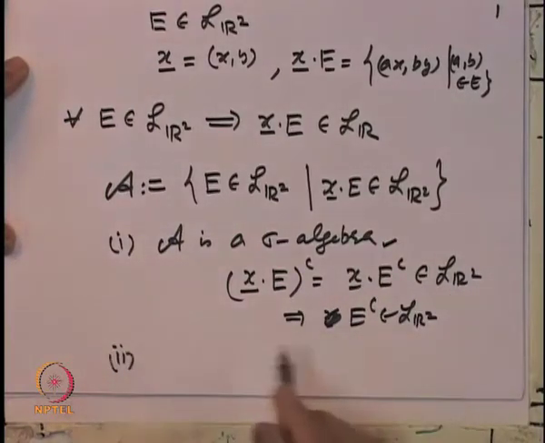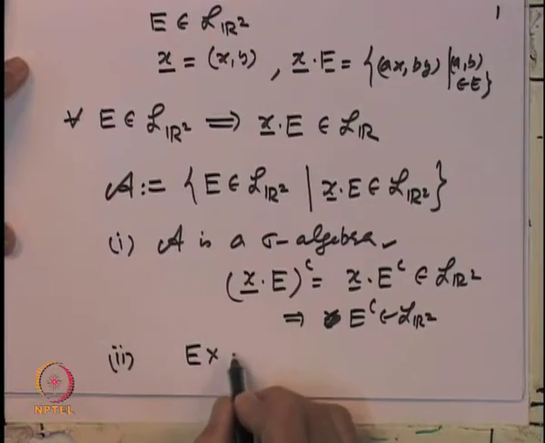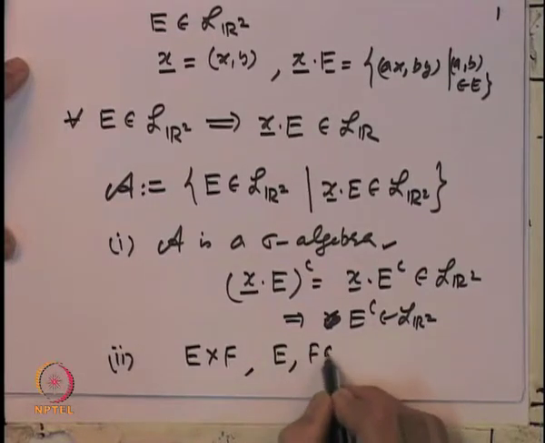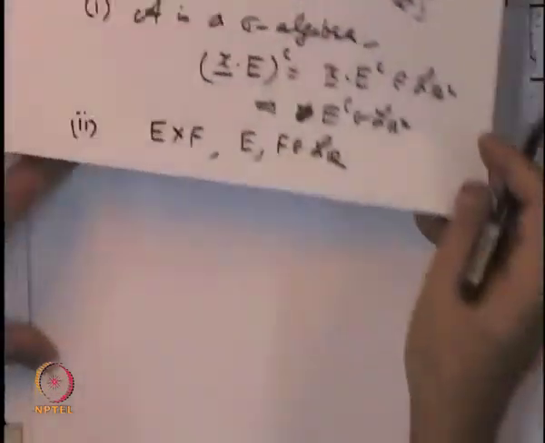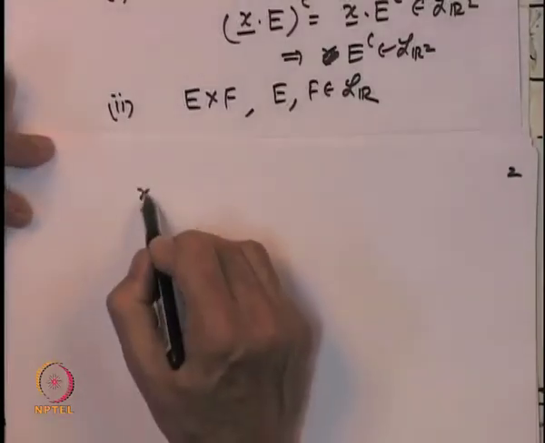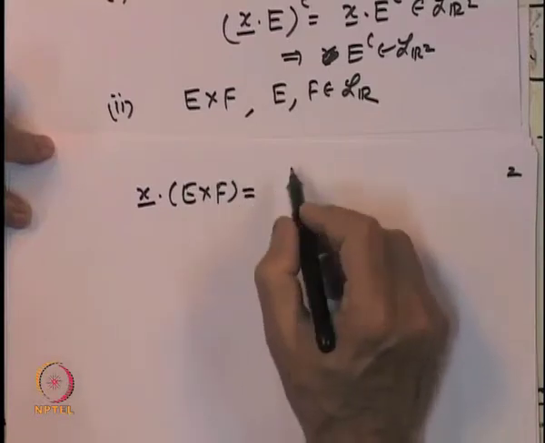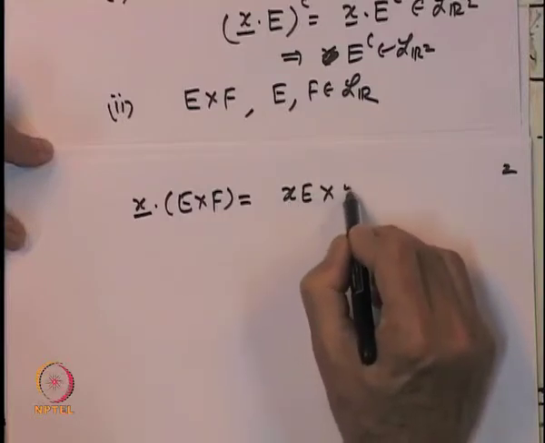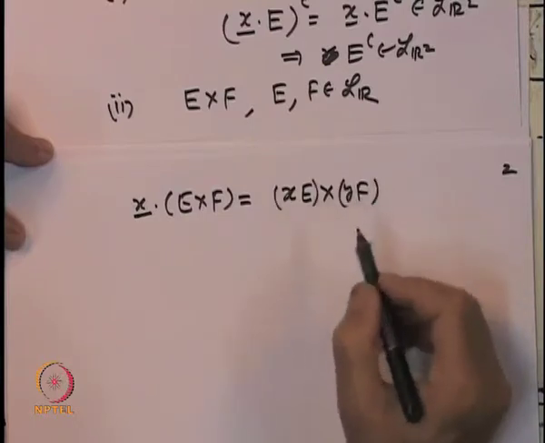Let us check the second property, namely if I take a rectangle. So, if I take a set E cross F, where E and F both belong to L of R, then what happens to x dot E? So, let us compute that. In that case the vector x dot E cross F will look like, so that is the x component multiplied with E cross the y component multiplied by F. So, it is x E cross y F.